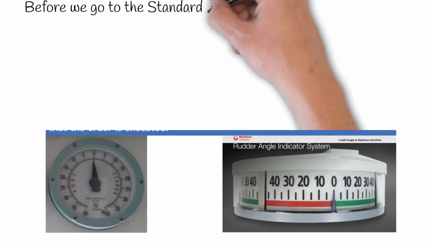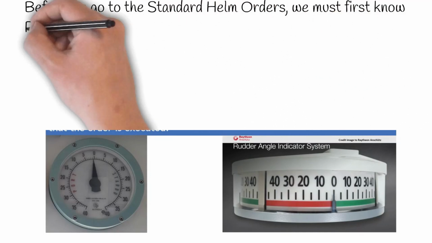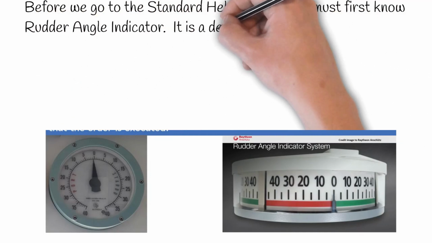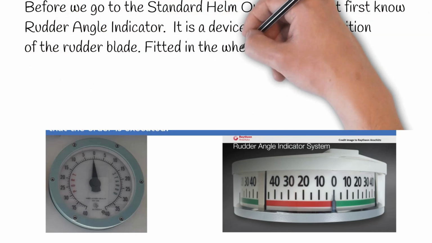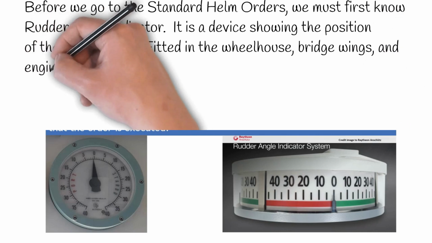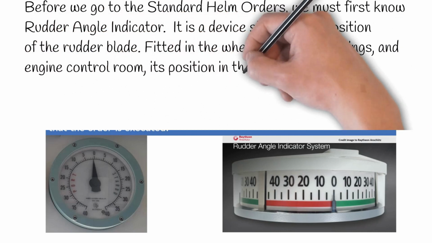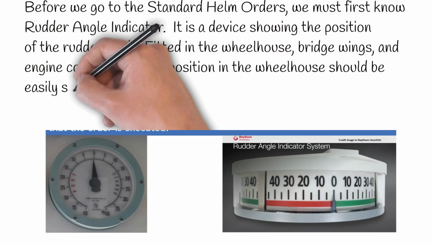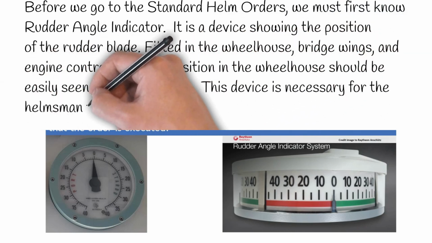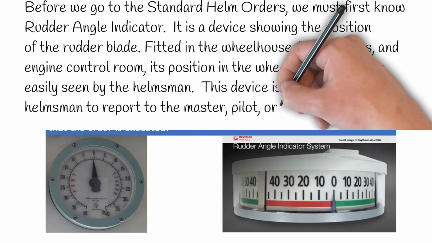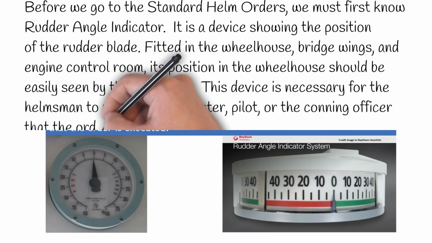Before we go to the standard helm orders, we must first know the rudder angle indicator. It is a device showing the position of the rudder blade. Fitted in the wheelhouse, bridge wings, and engine control room, its position in the wheelhouse should be easily seen by the helmsman. This device is necessary for the helmsman to report to the master, pilot, or the conning officer that the order was executed.